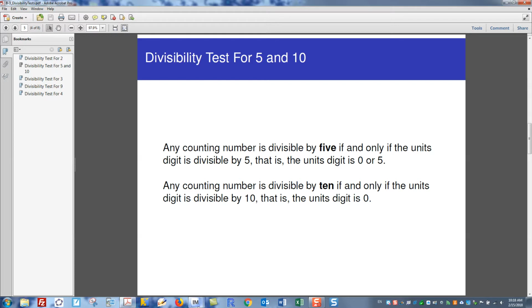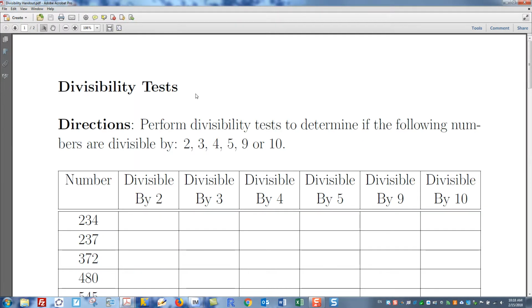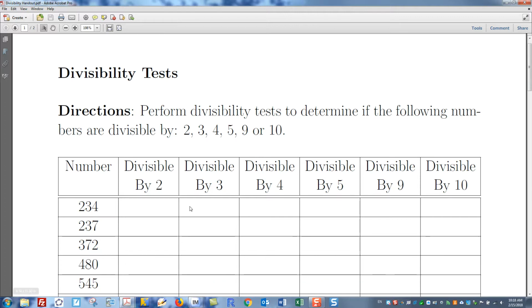So let's go ahead and spend some time applying these tests to a set of numbers. I have this worksheet made up to accompany the lecture. You're welcome to pause at this time and to try the divisibility test for 2, 5, and 10 on each of these numbers. So go ahead and pause if you'd like and complete these columns in the worksheet, and then I'll go ahead and work them through.